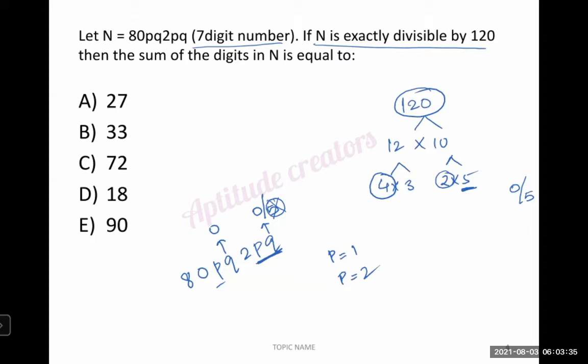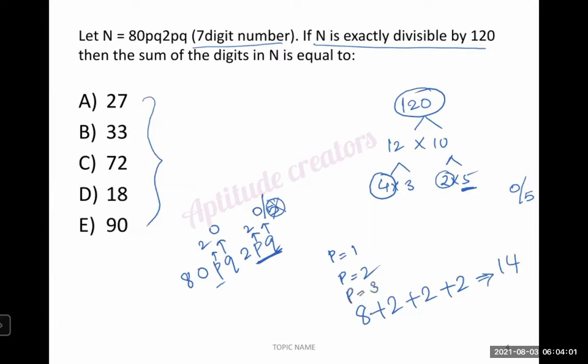Okay, what is the sum of the digits here? P is equal to 2 and Q is equal to 0. Now 8 plus 2 plus 2 plus 2. What is 8 plus 2? 10. 14. Here 14 is not in the option. So what I have to do? I have to go with another number.